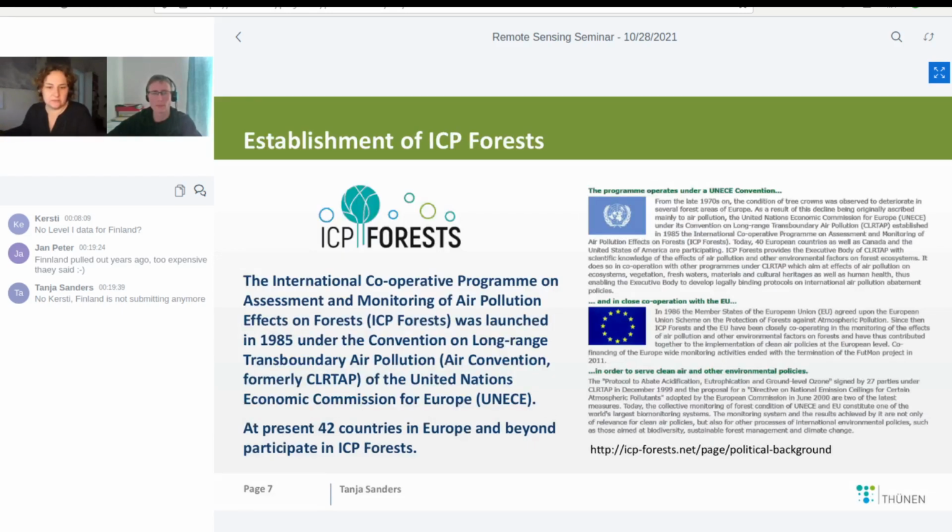So this is still running today. And this is the new logo of ICP Forests. It has moved far from the 1980s, but still the same political situation. And we work under the Convention on Long-Range Transboundary Air Pollution at the 42 countries in Europe and beyond.